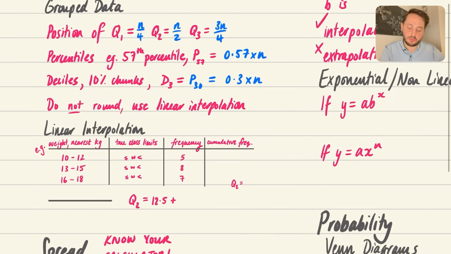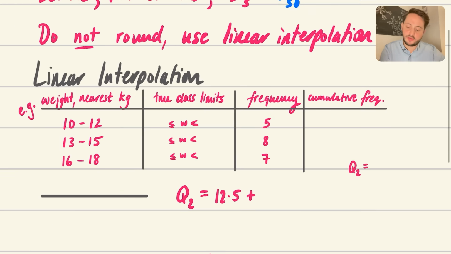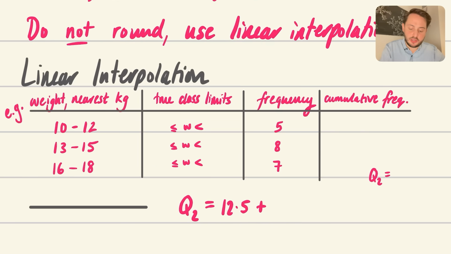And so I'm thinking the best way to do this is to do an example of linear interpolation. So what I've got here is some weights which have been measured to the nearest kilogram, and then I've got something called true class limits. True class limits means you need to take them from these rounded values in the first column and actually say what they are representing. So this first one is going to be representing from 9.5 all the way up to 12.5. We can't have any gaps. This one will then be going from 12.5 to 15.5, and then the last one will be going from 15.5 all the way up to 18.5.